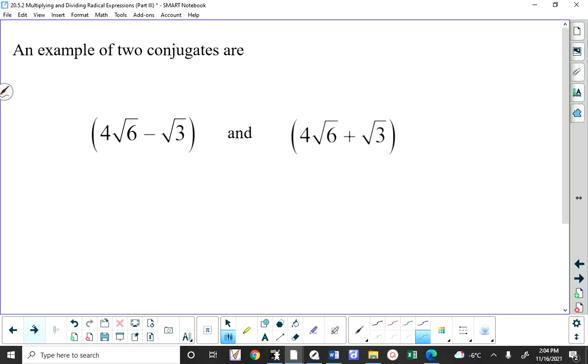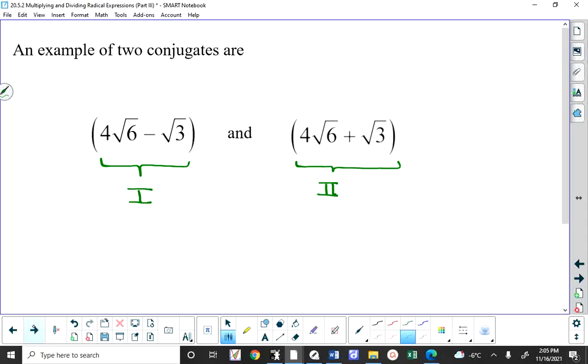Here's an example of two binomial conjugates. 4 root 6 minus root 3 and 4 root 6 plus root 3. And what I would say to you is they are conjugates of each other, which means if I said, what is the conjugate of expression 1? You would say the conjugate of expression 1 is expression 2. If I said, what is the conjugate of expression 2, you'd say expression 1. They are conjugates of each other.